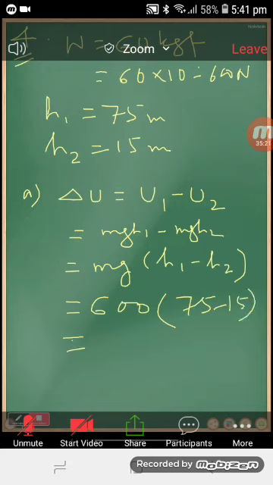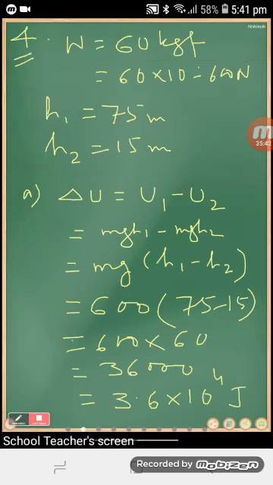This is equal to 600 into 60. Hence 36,000, or you can also write it as 3.6 into 10 to the power 4 joules. So this is the change in the energy, that is from 75 meter when it comes to 15 meter. This is the change in gravitational potential energy, and this is considering that there is no loss of energy.